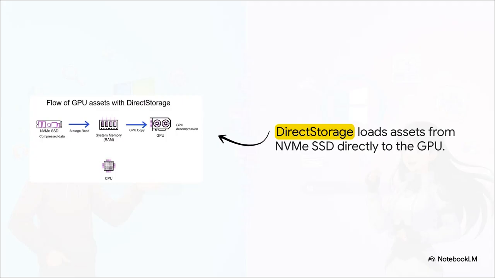To understand why that's a game changer, think about how it used to work. Traditionally, game data had to travel this super long road from your storage drive over to the RAM, then it gets decompressed by your CPU before finally making its way to your graphics card. It was a huge bottleneck. Direct Storage basically says, scratch that, and bypasses the CPU almost entirely. It lets games load compressed assets from your super fast NVMe drive straight into the GPU. The result? Near instant load times.